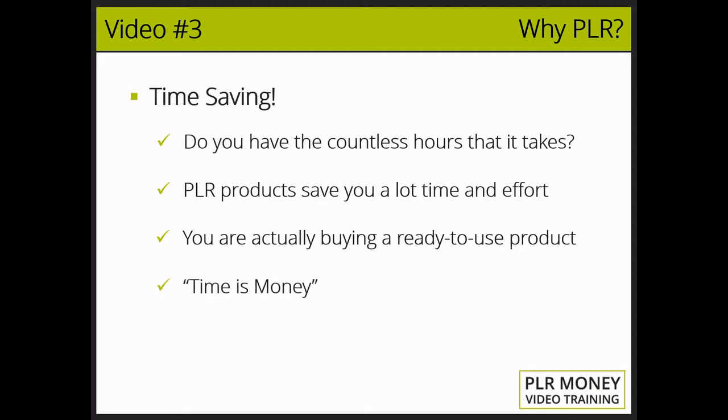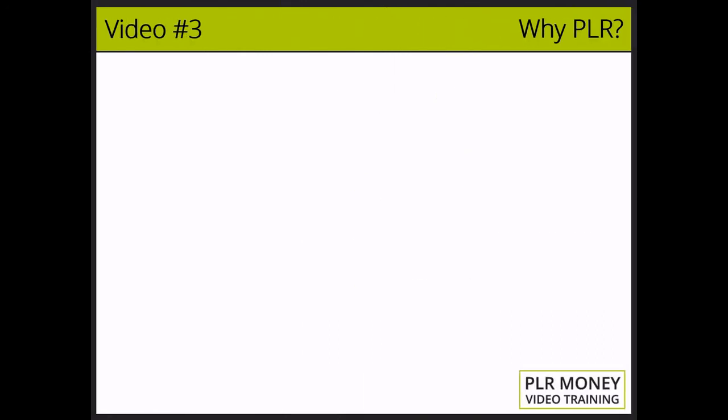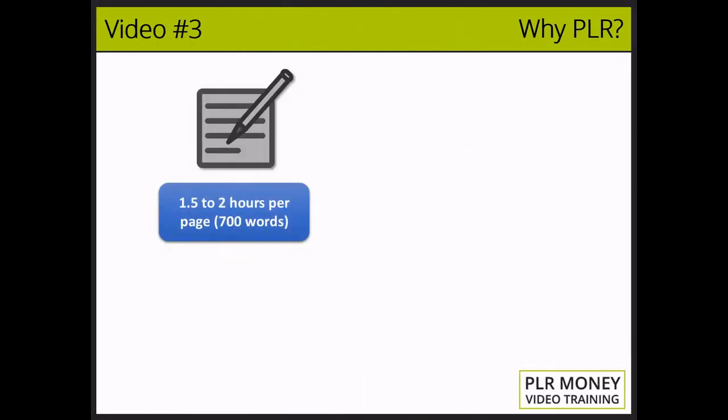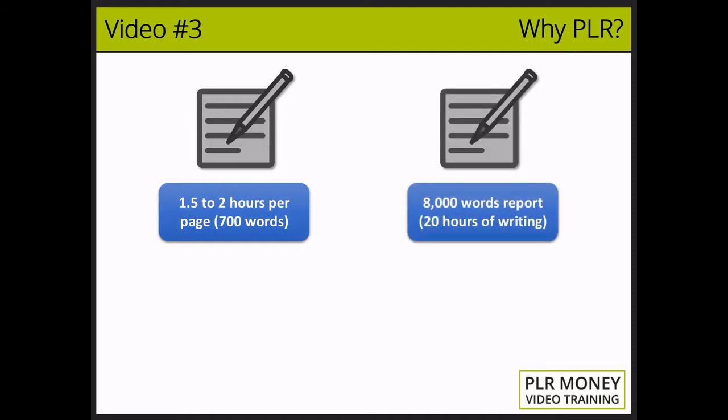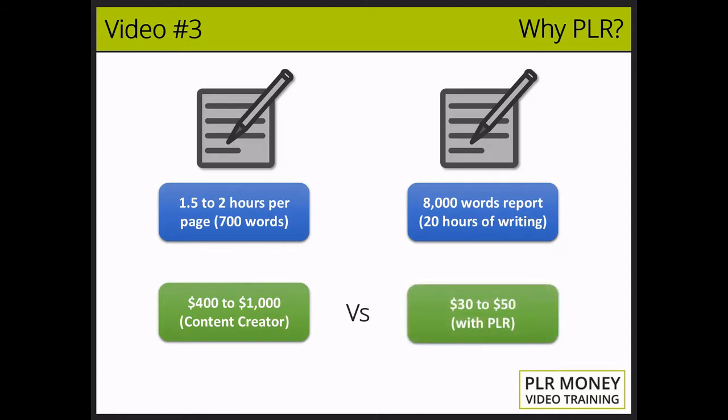Time is money. Let me shock you with the following fact. The average person, when starting from scratch creating content, spends about 1.5 to 2 hours per page. The typical page contains roughly 700 words, so if you create from scratch an 8,000 word document, you will spend around 20 hours writing. Since the typical writer makes around $20 to $50 an hour, you have just spent between $400 and $1,000 in time. When you consider the low cost of PLR products, $30 to $50 approximately, you know how much more cost-effective and time-saving it can be.